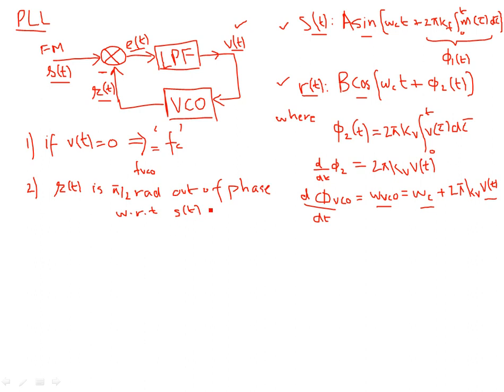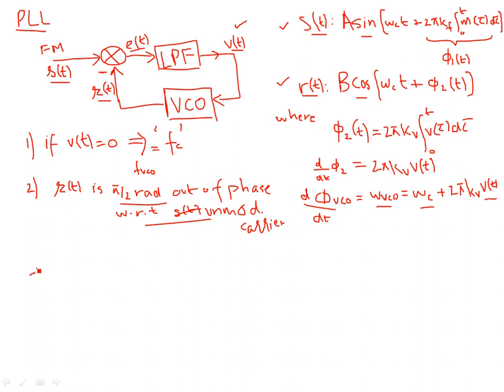You need to set the VCO such that it is pi by 2 radians out of phase with respect to, sorry, not with ST, but with respect to the unmodulated carrier signal. That's it. Okay, so let's go ahead and generate the error signal.